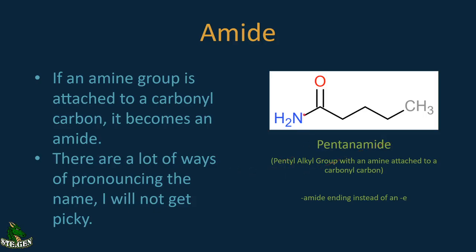In this case, it is a 1, 2, 3, 4, 5 carbon chain. So that's penta. And then amide, there's a nitrogen group attached to a carbonyl carbon. So a pentyl alkyl group with an amine attached to a carbonyl carbon, amide instead of an E ending. This would be pentane, but instead it's pentanamide.